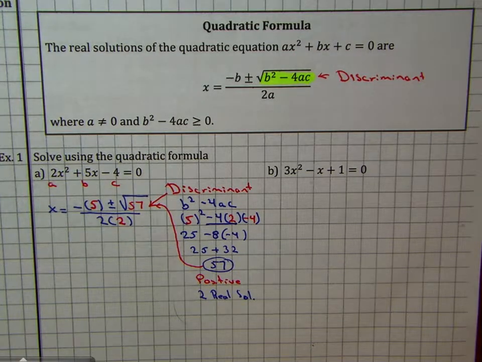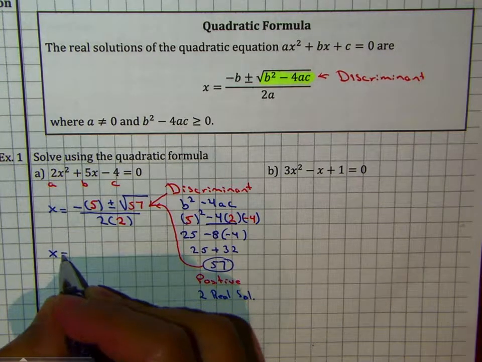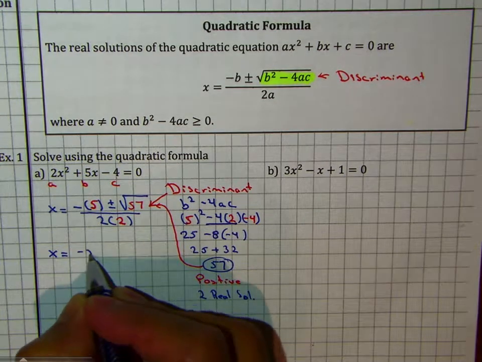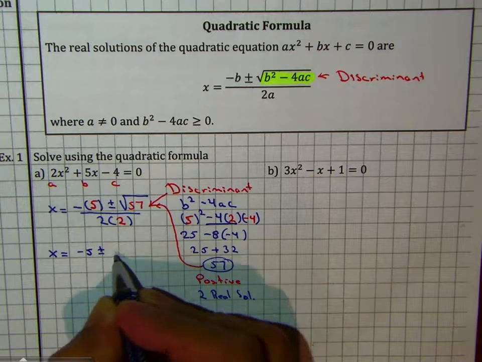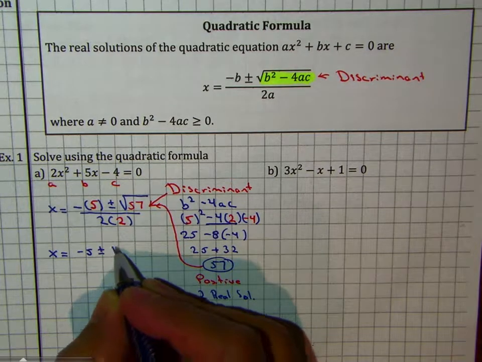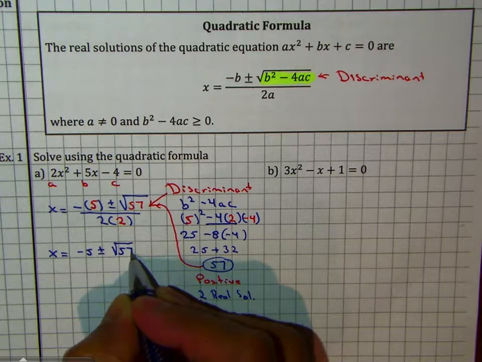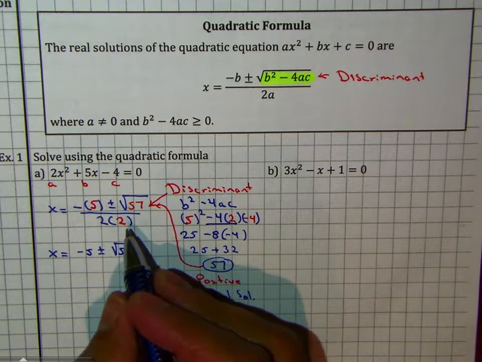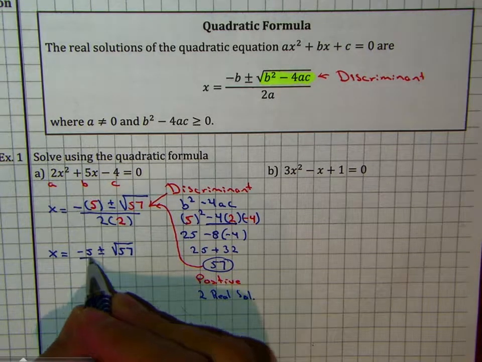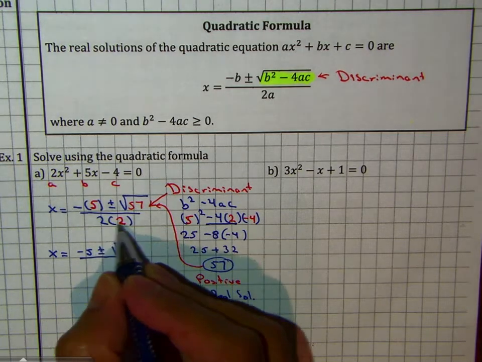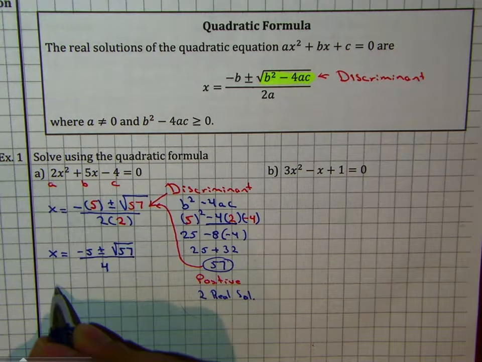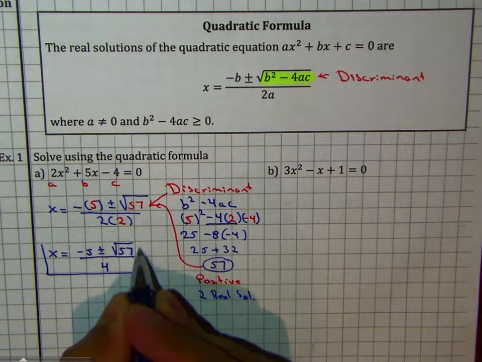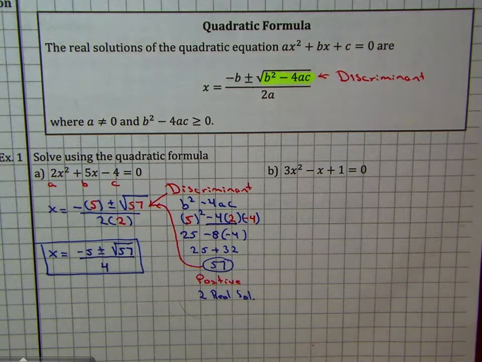And now I just need to take an extra step to simplify. So we have x equals negative times 5 is negative 5 plus or minus square root of 57. Cannot be simplified. 57 is not a perfect square, so we cannot do the factor tree. There are no perfect squares that divide 57. 2 times 2 is 4. Those are my solutions.